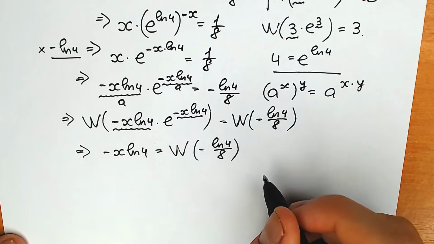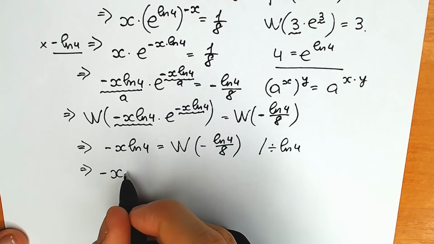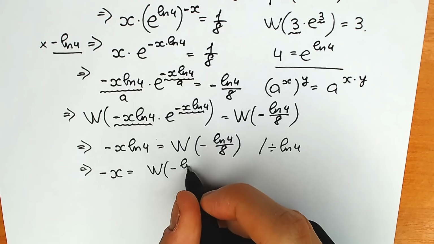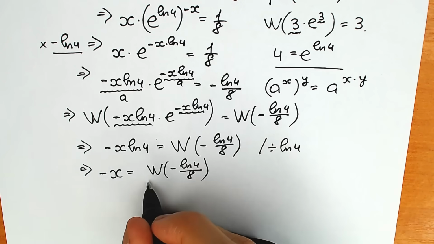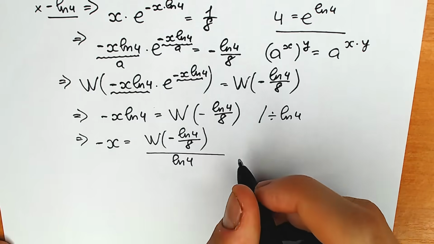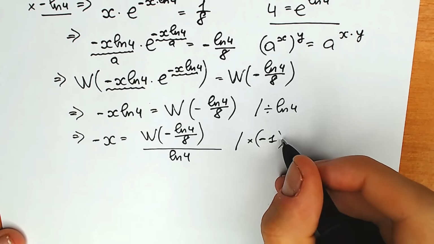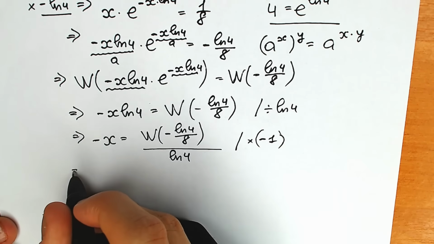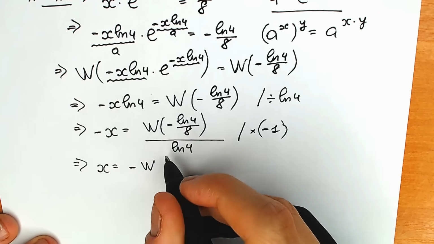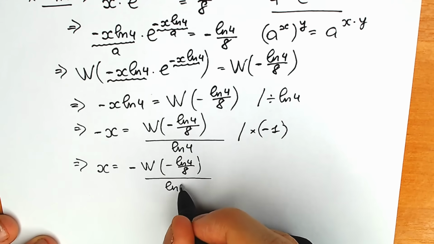Let's find our x. Let's divide both sides by natural log 4. We have minus x equal to the Lambert W function of minus natural log 4 over 8, and we divide it by natural log 4. And our last step, multiplying both sides by minus 1, because we still have minus right here. Let's do this right now. As a result, we have x equal to minus the Lambert W function of minus natural log 4 over 8, and we divide it by natural log 4.